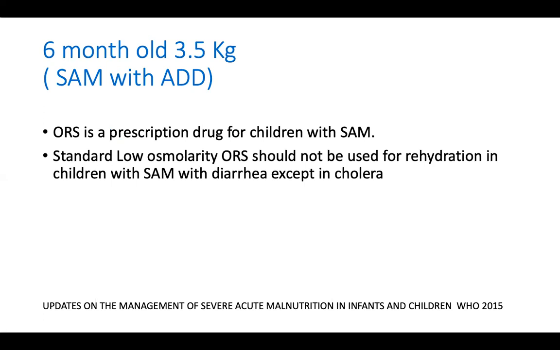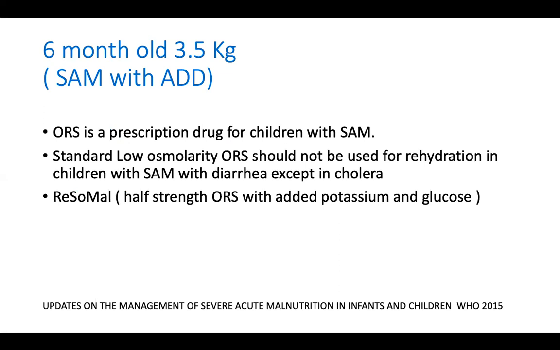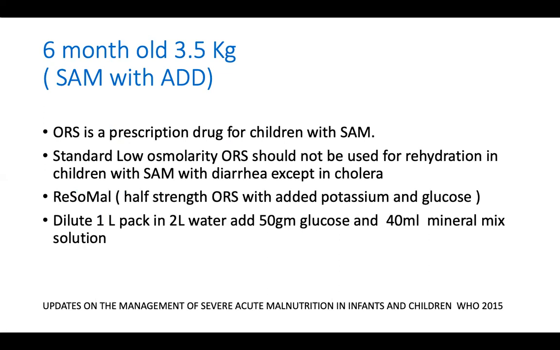Never use the standard low osmolarity ORS. It is always preferable to use ReSoMal. How do you prepare ReSoMal? That is half strength ORS with added potassium and glucose. So usually dilute 1 liter of ORS in 2 liters of water, add 50 grams of glucose and 40 ml of mineral mix solution. This would give you ReSoMal, which is the preferred oral rehydration fluid for a child with severe malnutrition.